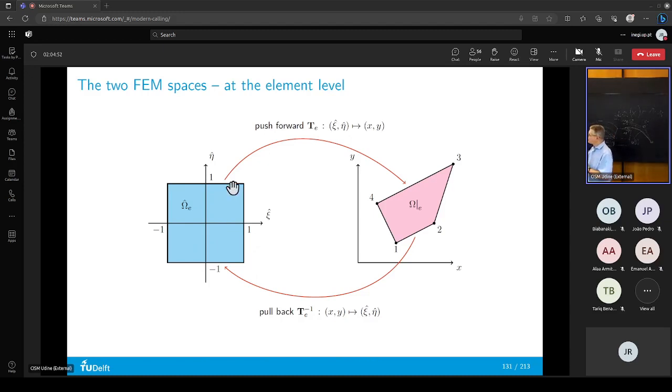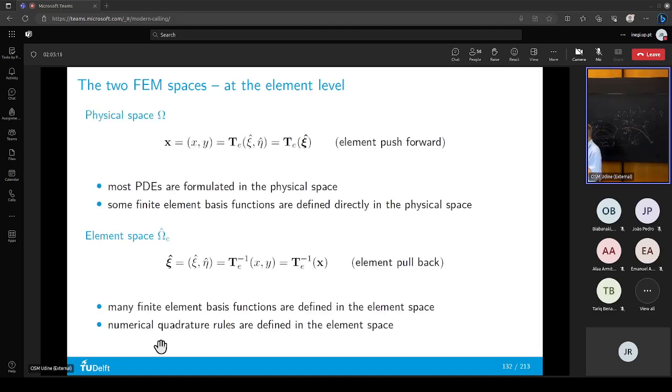When I learned FEM, push forward and pull back were not so much the terms. It was more that we are mapping from the reference element to the physical element, and mapping back. But to have the analogy between FEM and IGA, I call this push forward, pull back. I think it's quite standard and easy to understand. Okay, the 2 spaces: the physical one and the element one.